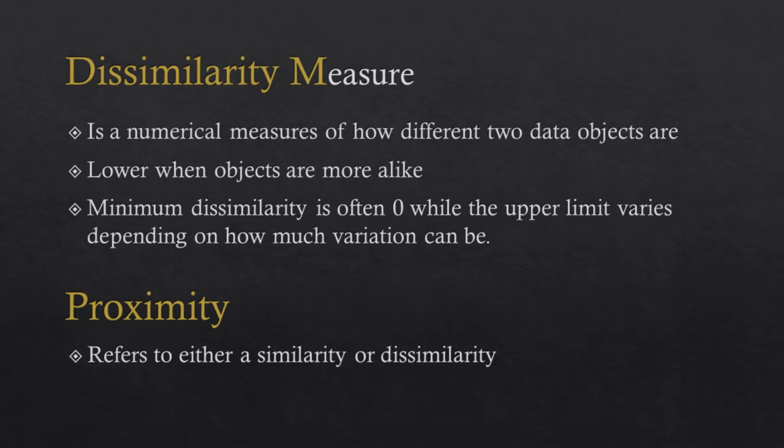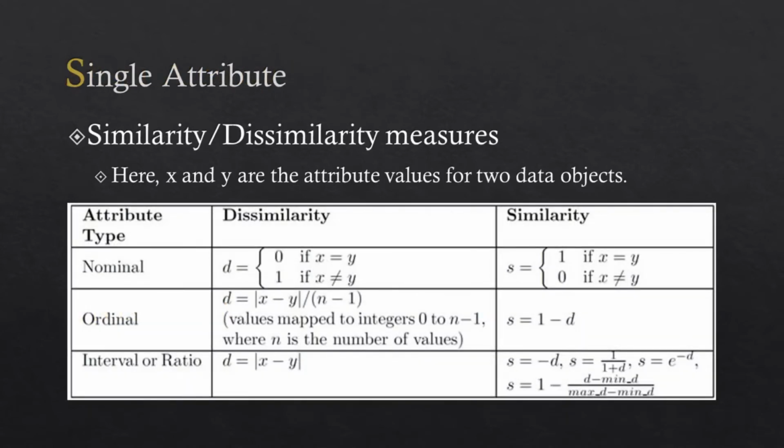So, yun po yan. Proximity refers to either a similarity or dissimilarity. So, meaning, proximity measures refer to the measures of similarity and dissimilarity. Single attribute. Similarity or dissimilarity measures. In here, P and Q are the attribute values for two data objects. When the attribute type is nominal, its dissimilarity is d equals 0 if x is equal to y, and 1 if x is not equal to y, while in similarity is vice versa to the dissimilarity.